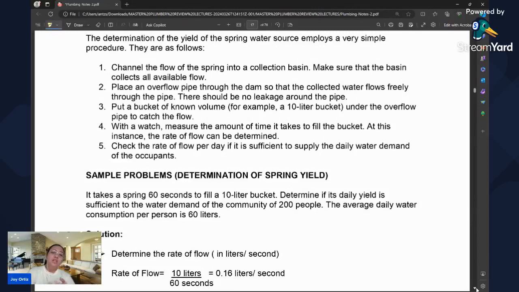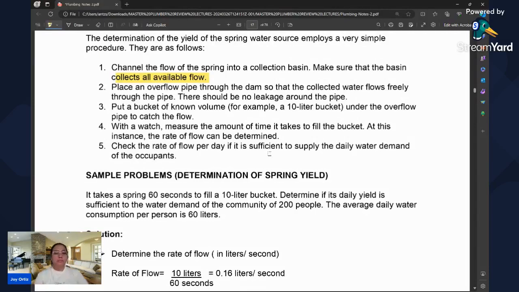The determination of the yield of the spring water source implies a very simple procedure. They are as follows. First, channel the flow from the spring into a collection basin. Make sure that the basin collects all available flow. And number two, place an overflow pipe through the dam so that the collected water flows freely through the pipe, and there should be no leakage around the pipe.